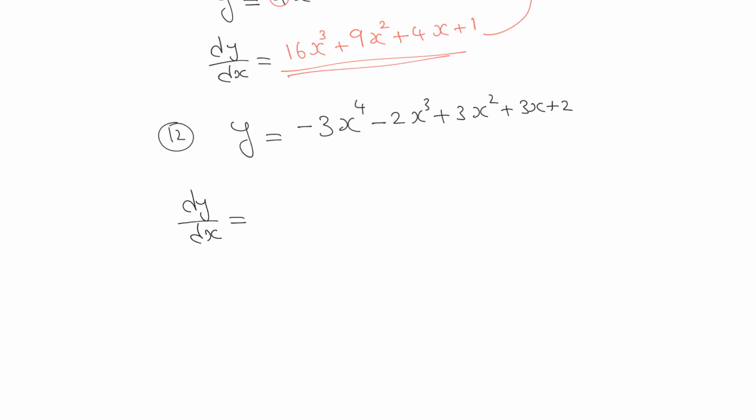So I'm just using direct method to find out the value. So minus 3 into 4 will get the answer as minus 12 into x raised to, we can reduce its power by 1, so it is going to be nothing but 3, minus 2 into 3, that is going to be minus 6 into x raised to 2, plus 3 into 2, we can take it as it is, nothing but 6 x raised to 1, plus 3 is a constant, differentiation of x is 1 and differentiation of 2 is 0, so this will be our final answer.